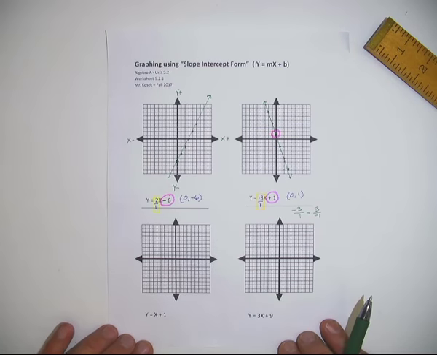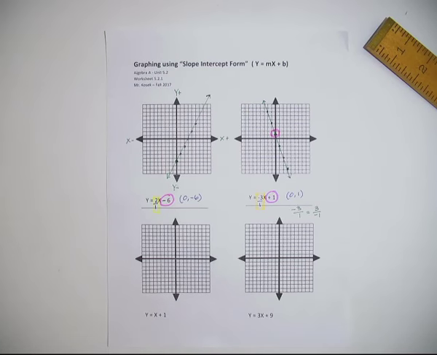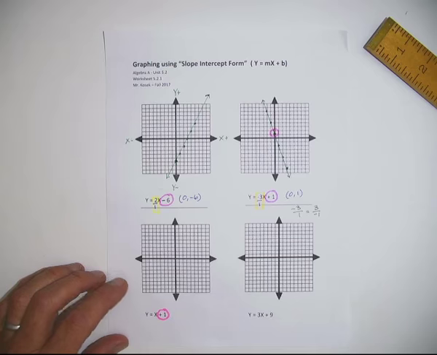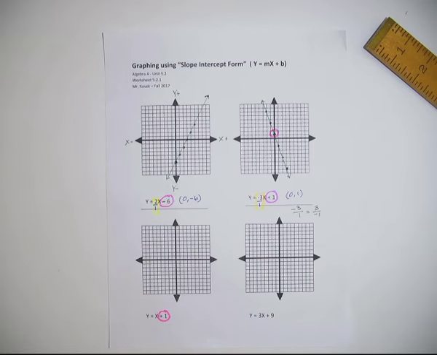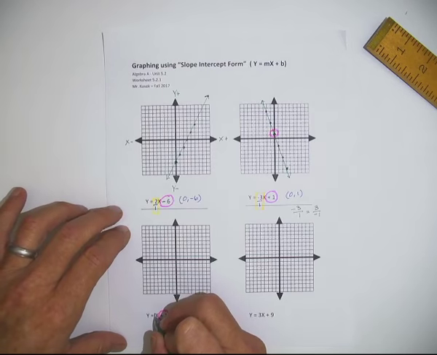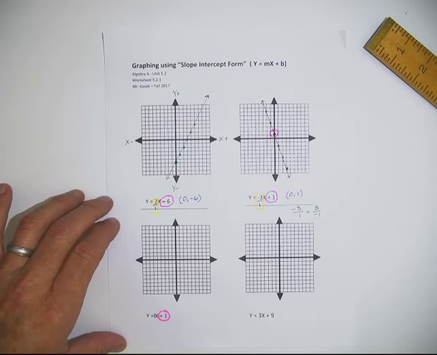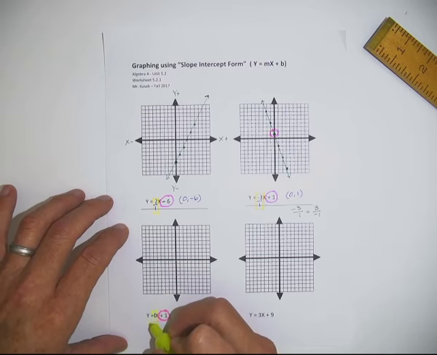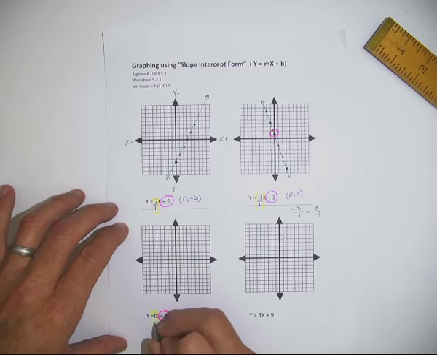So we got a couple more here. So let's take a look at the one down here on the bottom left. So we know that our y-intercept is 1. We don't have a measure here. This is just x. So what do we do? Well, we have to remember that x is just 1x. So our slope is going to be 1 over 1.